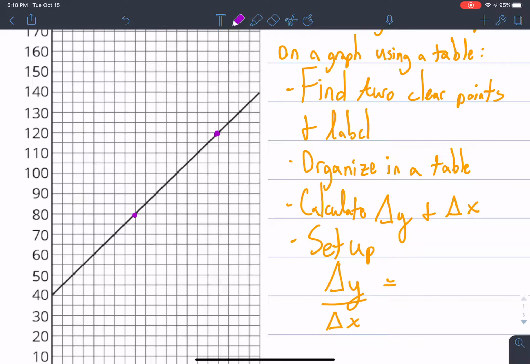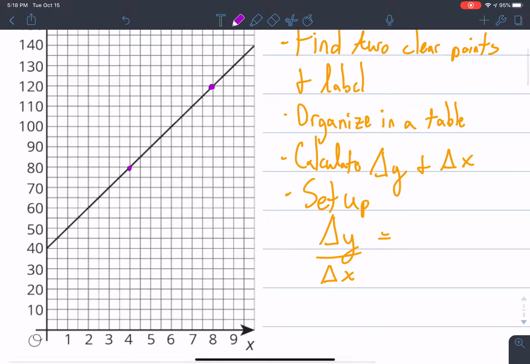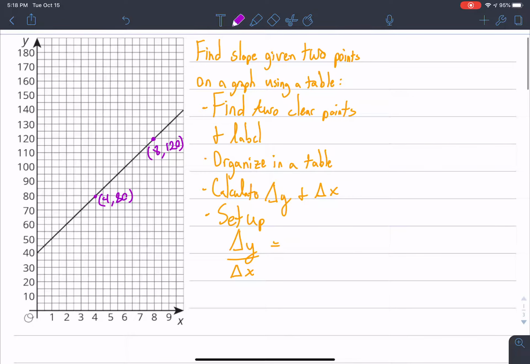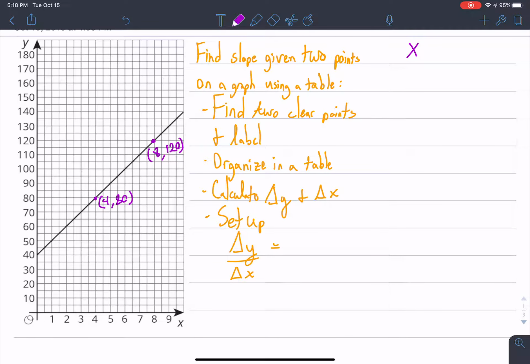Let's be crazy. And I'm going to label this point 4, 80. And I'm going to label this next point 8, 120. So I take that information and I use a table. If you knew me in 7th grade, you know tables save lives. So for our first coordinate pair, we're going to put 4, 80. And for our next pair, we're going to put 8, 120.